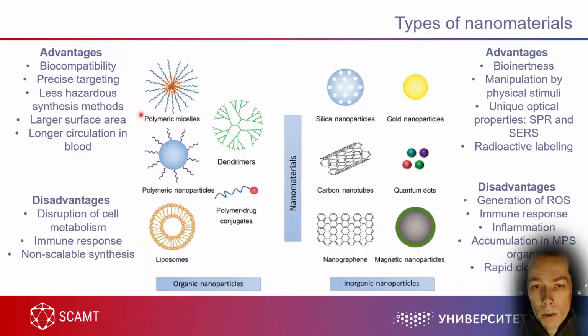And one of the most important also, last here but not least among the advantages, is longer circulation in blood. So some of these particles have a really long circulation in blood, and we will discuss it maybe in our third lecture about functionalization. And if we talk about disadvantages, well, still there are some disadvantages, obviously. Everything cannot be so good. And the first disadvantage is a disruption of cell metabolism.